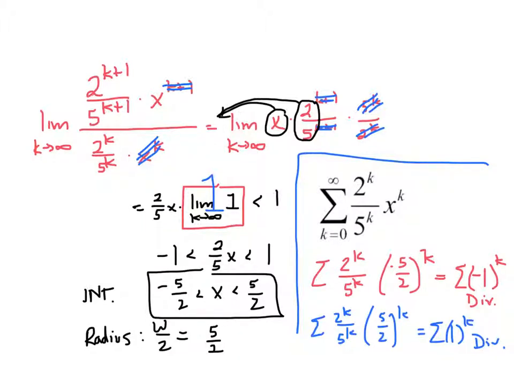Then you check the endpoints. You go back to the original. You plug -5 halves in for x. We found out that diverged. Then we plug in 5 halves for x, and we found out that that diverged. If it would converge, then of course we'd add the equal sign. It could be less than or equal to, greater than or equal to, but in this case it didn't. So we're done.